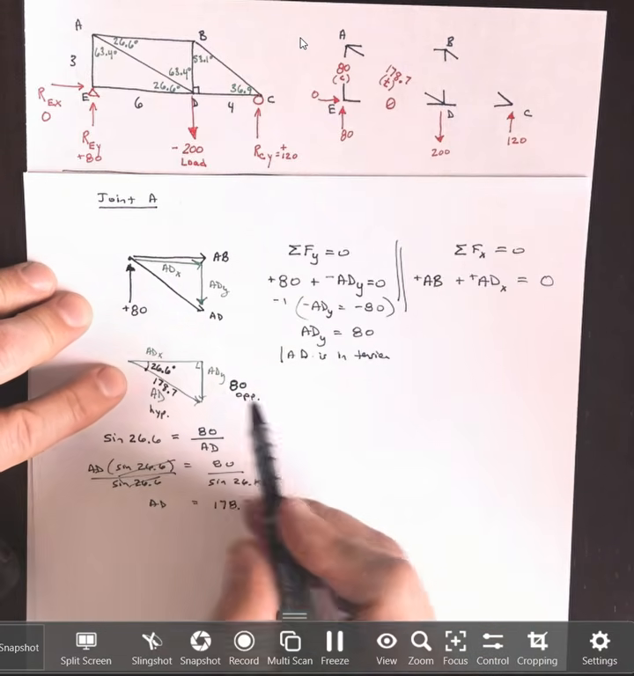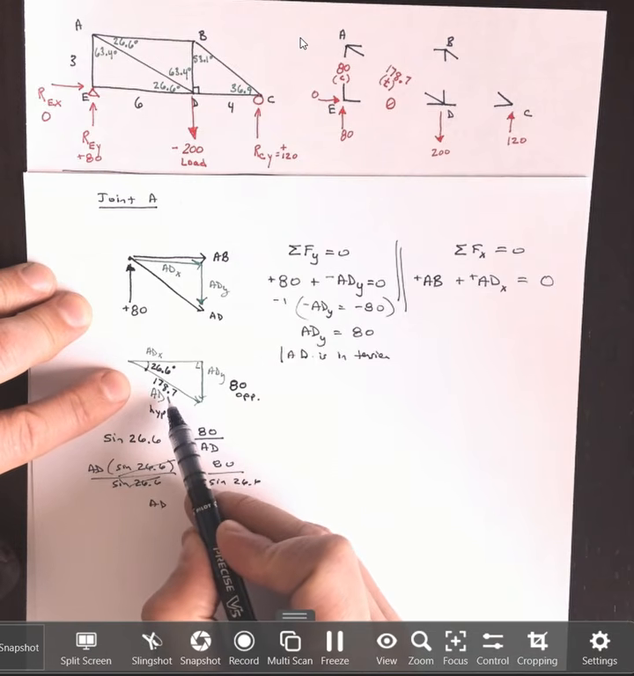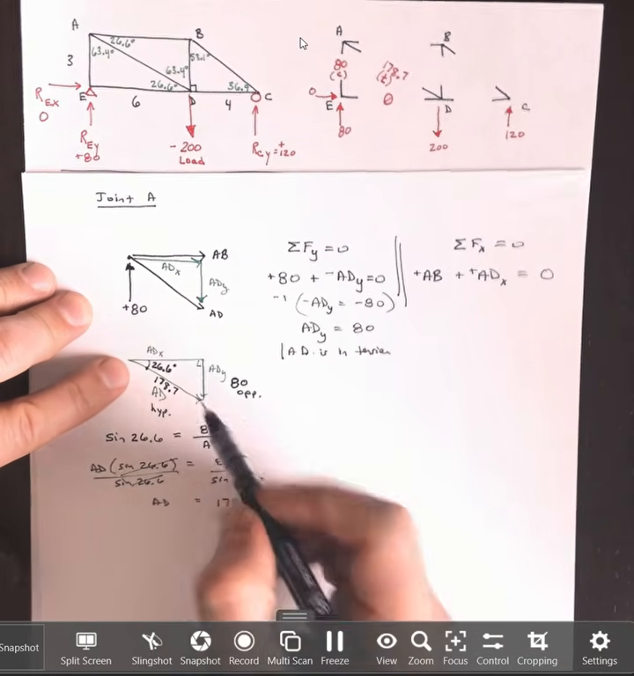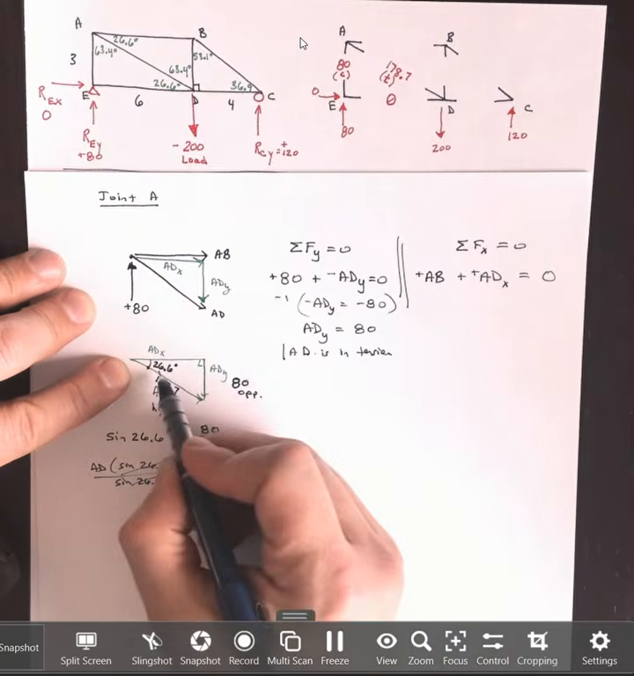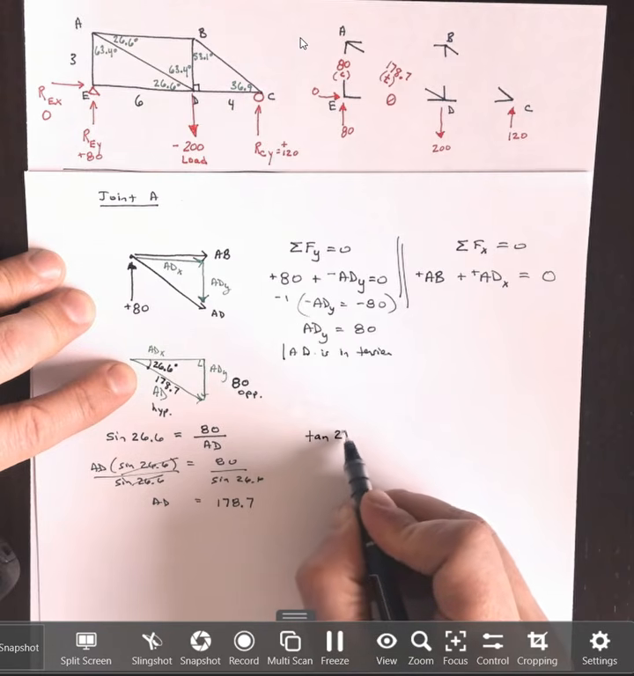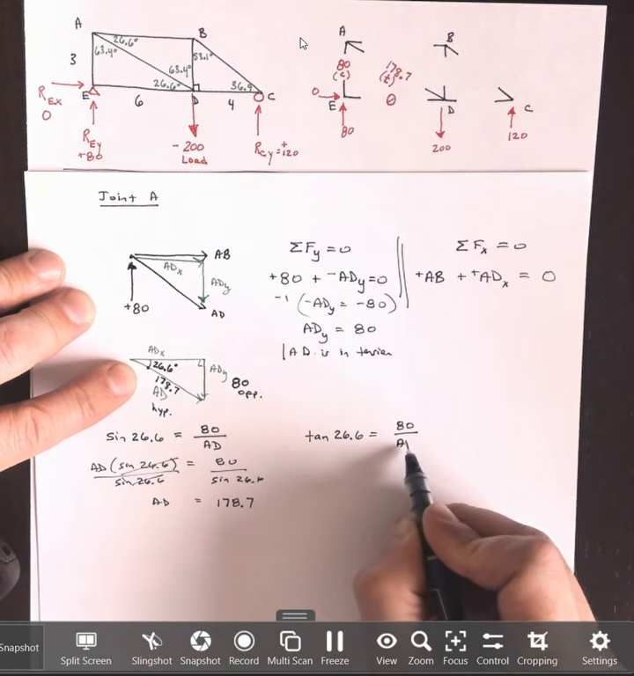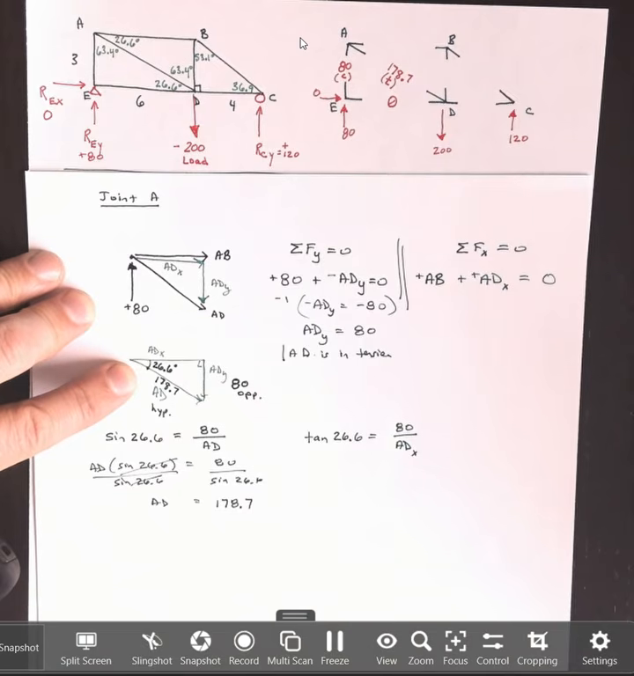It really doesn't matter. Because that's a rounded answer, I'm just going to go ahead and use trig again. Relative to that 26.6, I mean really that angle is rounded too, right? But I'll say tangent of 26.6 is equal to the opposite over the adjacent, the opposite being 80 and the adjacent being the horizontal component, ADX.